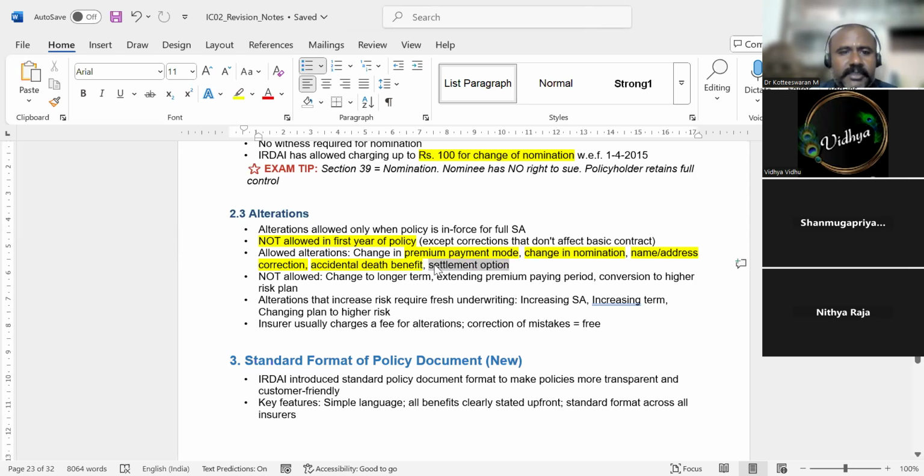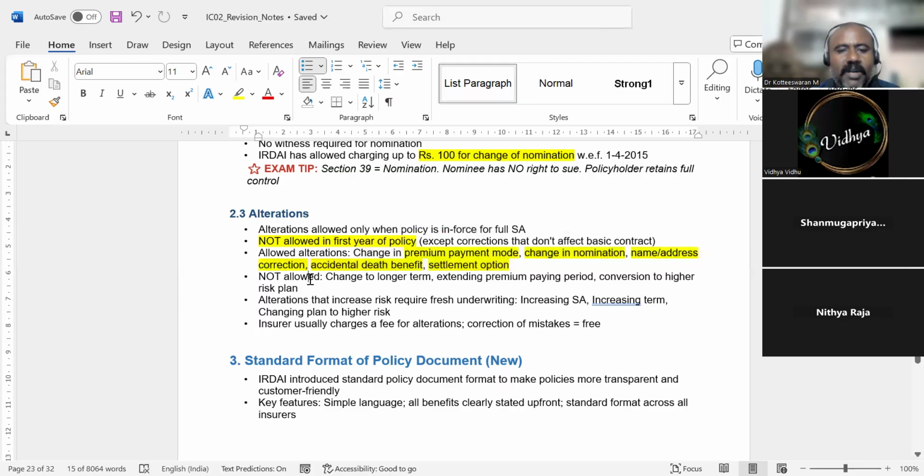Settlement options. Initially you said that after 10 years you want all the benefit to be paid in lump sum. 10 lakhs means you need to pay all the 10 lakhs in one shot. That is the settlement option you opted for. Now you want to change it: every 1 year, after 10 years, you pay me 1 lakh rupees. You want to change it to a periodic settlement option. Yes, you can change it. So only these changes can be altered.